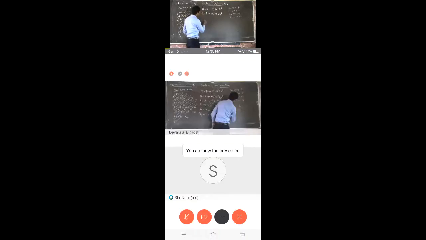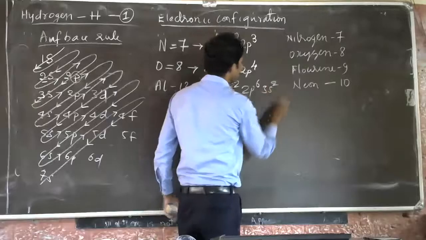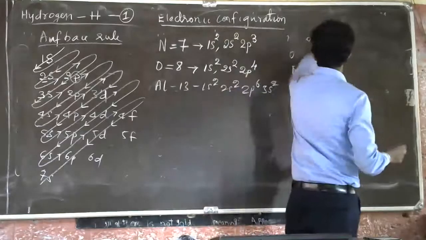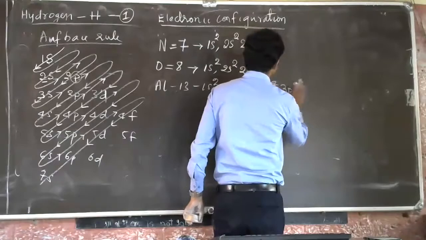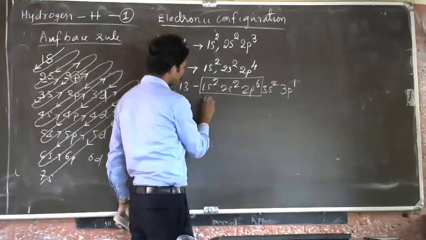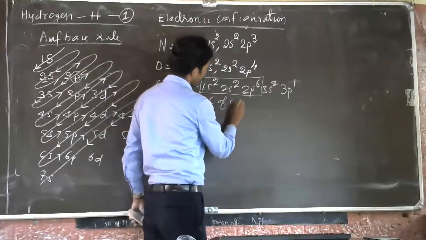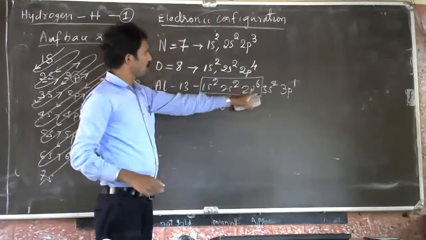So next is which one? Magnesium we wrote. Aluminum is 13. So 1s2, 2s2, 2p6, 3s2, 3p1. See here, till here it is nothing but the electronic configuration of neon. Neon's atomic number is 10. This you have to write.